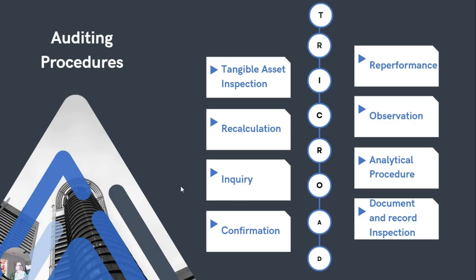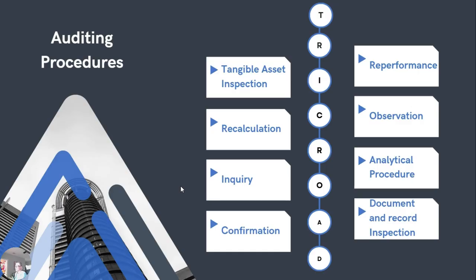Analytical procedures is looking for trends in the data. So this could be an example, comparing the current year results with the industry averages to see how well we're doing compared to the industry, or looking at the current year results compared to the prior year results. Those would be examples of analytical procedures.